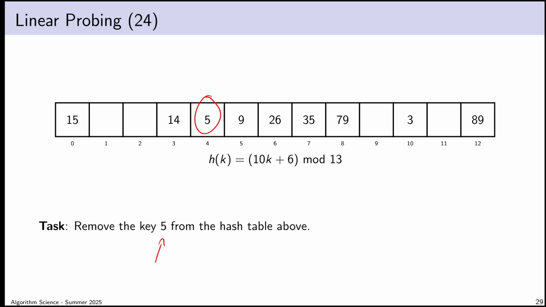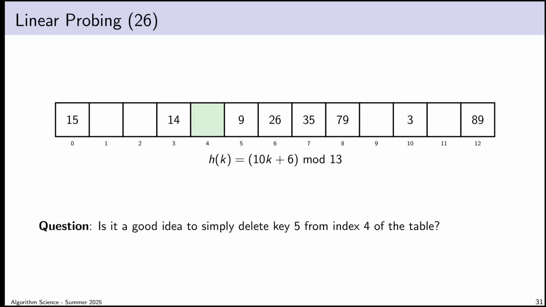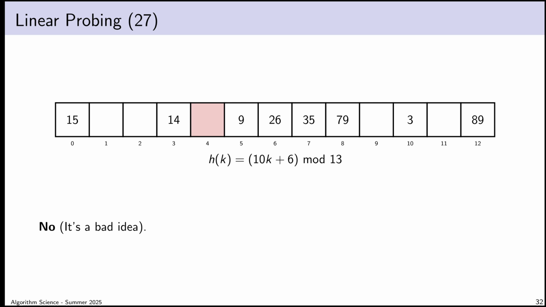Remember that 5 hashes to index 4, and we can see that. So if I go searching for 5, I would start by looking at index 4, and I would immediately find it. So the hash value of 5 is 4. My question is, and of course if I have to ask the question, the answer has to be no, is it a good idea to just clear that index? I went and found 5, let's just clear it out. Now the hash table has an empty index again. And the answer is no, it's a bad idea, you can't do that.